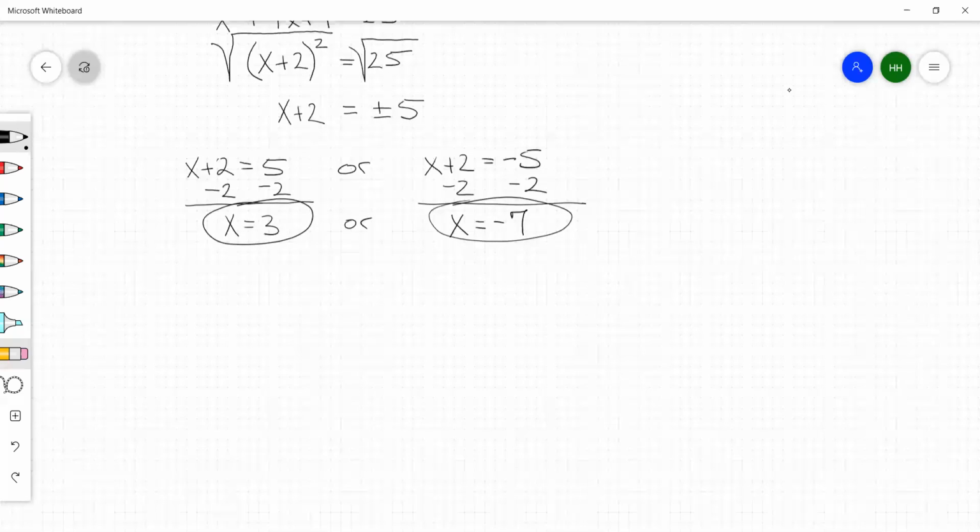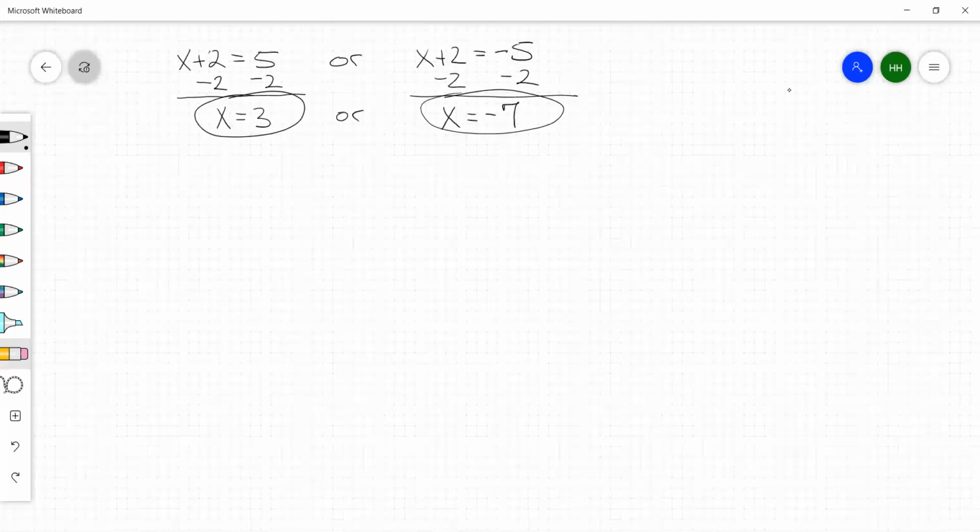And now we're going to try another one of those. Let's take a look at x squared minus 14x plus 49, and that's equal to 25.